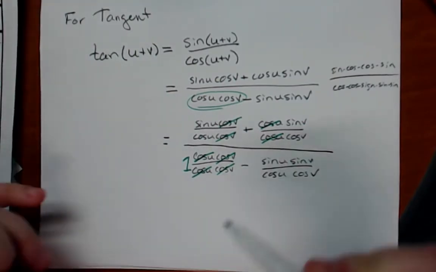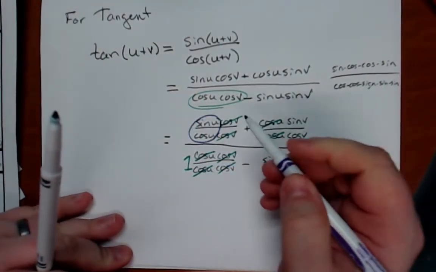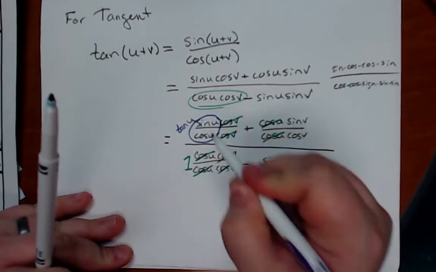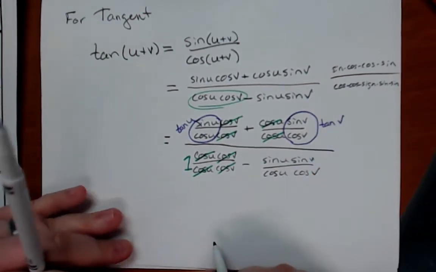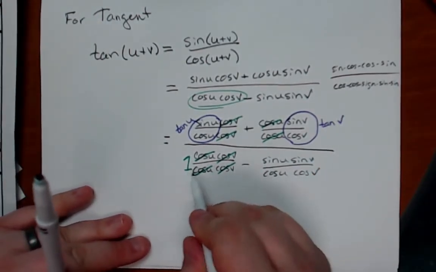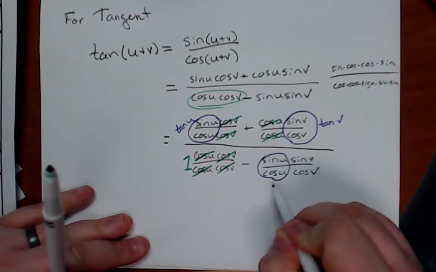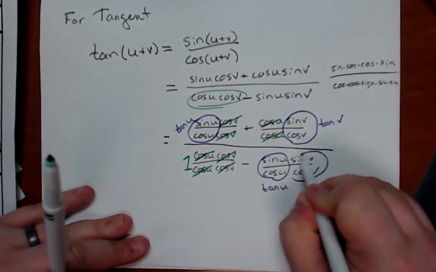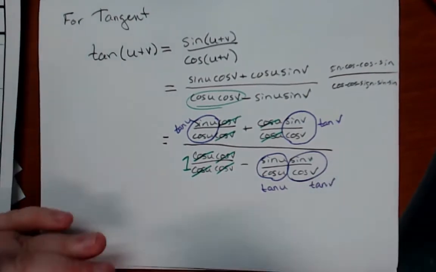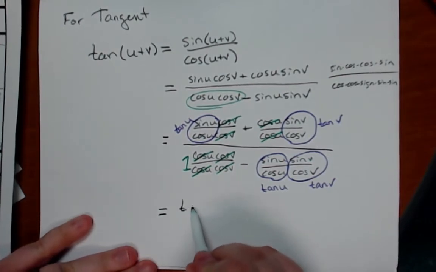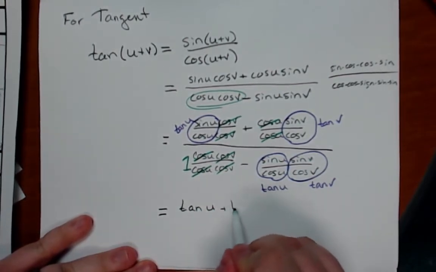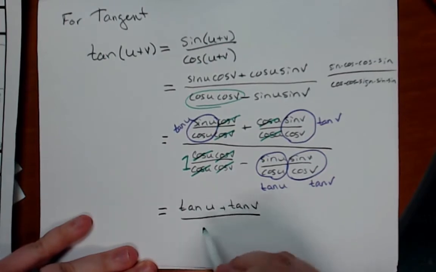And now, sine over cosine of u is tangent of u. And sine over cosine of v is tangent of v. This is 1. Sine u over cos u is tangent of u. Sine v over cos v is tangent of v. So that means tangent of u plus v equals tan u plus tan v over 1 minus tan u tan v.